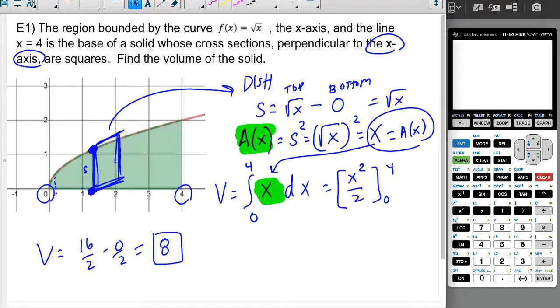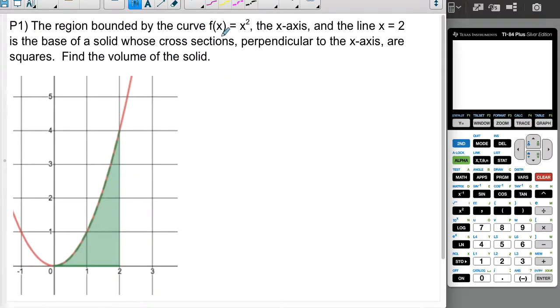All right, moving on. The region bound by the curve f of x equals x squared, the x-axis, and the line x equals 2 is the base of a solid whose cross-sections perpendicular to the x-axis are squares. Find the volume of the solid. So again, this is my dish rack. The dishes are perpendicular to the x-axis. Somewhere in here, we're going to pick a random spot and draw a square in 3 dimensions coming off of this thing.